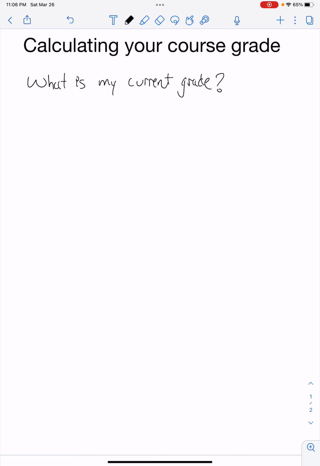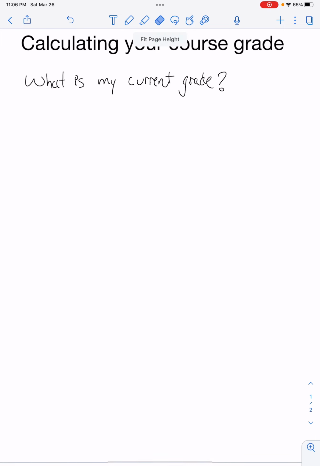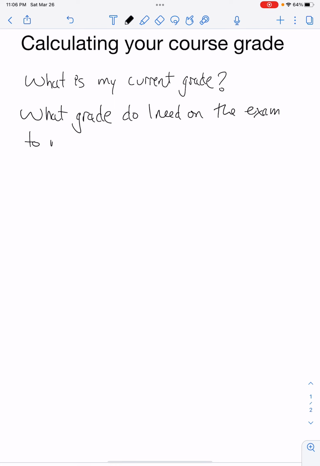And then the other, usually a little bit later in the term, it comes up once you've got most of the term work back, becomes, well, what do I need on the exam to get a specific outcome on the overall course? So what grade do I need on the exam, let's say, to meet some goal, like on the final course grade goal. Okay, so what I'm looking to answer are these two questions.